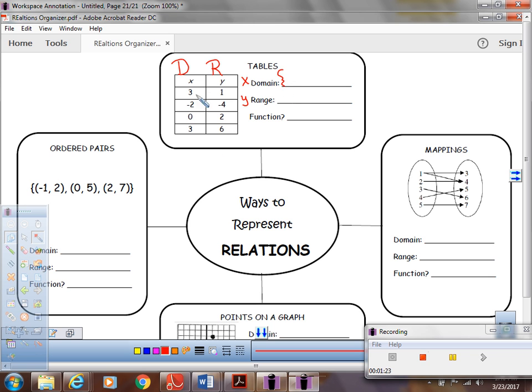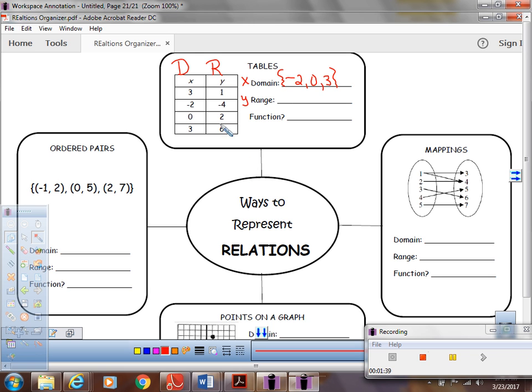So we're going to list these domain numbers, or we're going to put them in order from least to greatest. So -2, and then we would list 0 next. So you want to put them in order, and then 3. Don't write the 3 twice. You only need to list each number one time. I don't care if it's there a bunch of times, just list it. Each number needs to be listed only once.